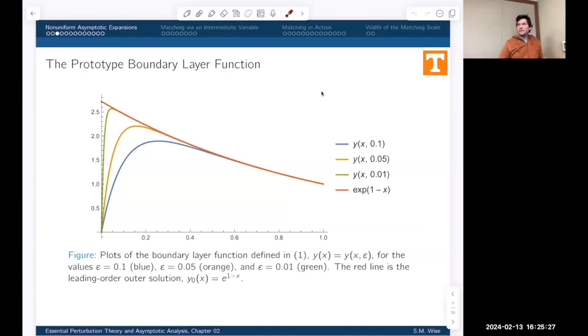So here's a picture of the function for various values of epsilon. So epsilon is the second variable. As epsilon gets smaller and smaller, this function starts to get steeper and steeper near x equals 0. And then, of course, it kind of gets tame after that. It kind of tends towards, in some sense, this function exp(1 minus x), the exponential of 1 minus x. Okay, so we want to really study and understand this problem in this section.